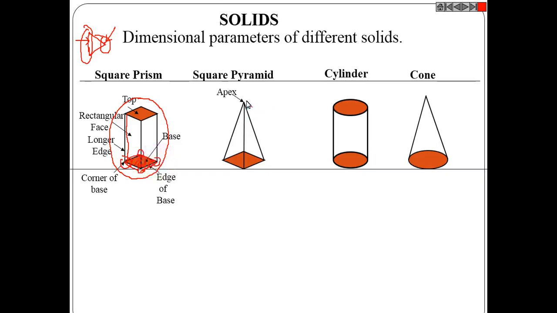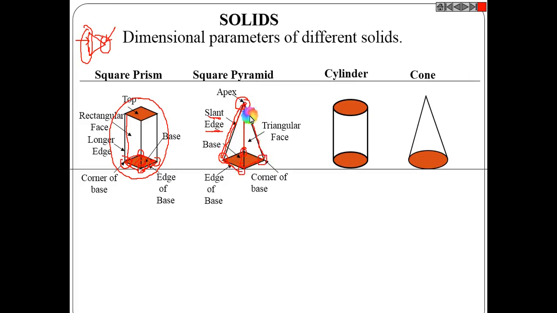And here, as I told you, the top portion of the pyramid is a point, and that point we call the apex, and this is a slant edge, which is a triangular face. Since it is inclined, we call this a slant edge. And similarly, this is the base, this is the edge of the base, and similarly this is a corner of the base, and this is a triangular face. You see that it is surrounded by triangles.